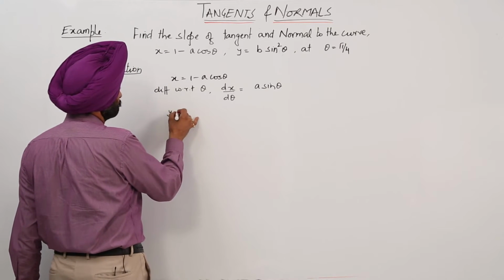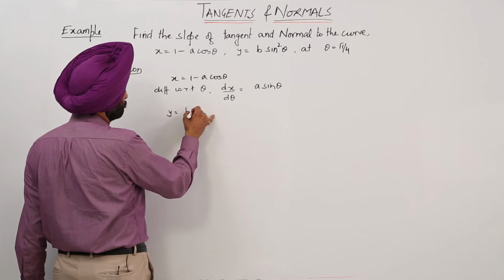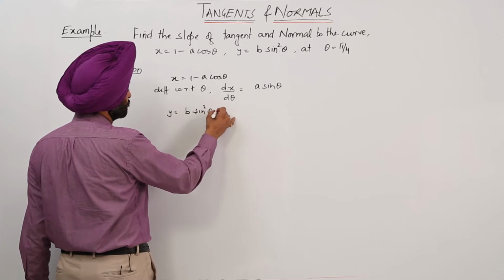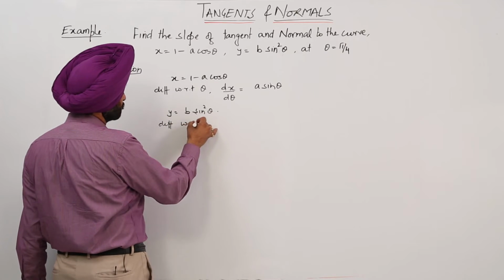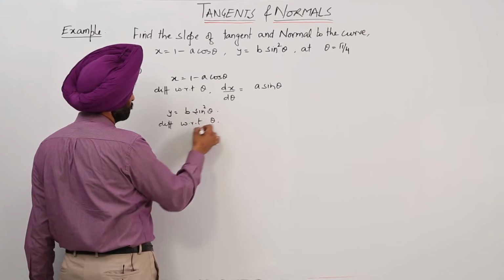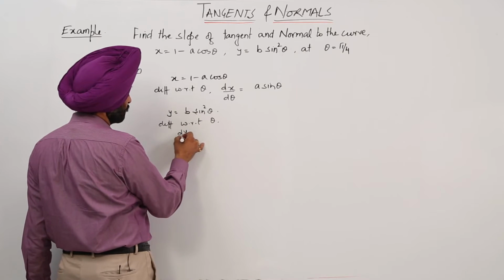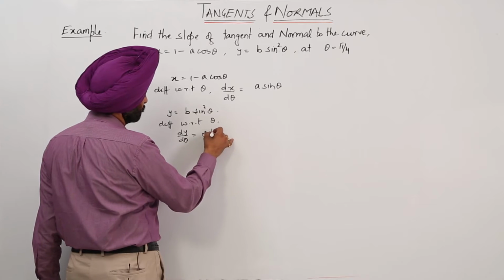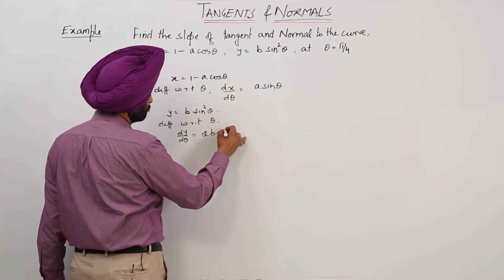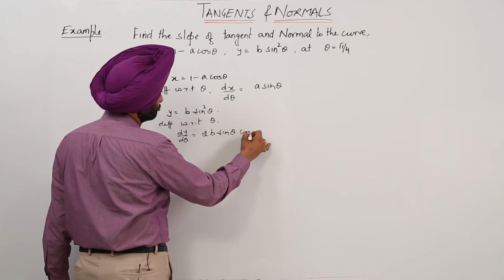Now, y is equal to b sin square theta. Differentiating with respect to theta, we are having dy by d theta is equal to 2b sin theta cos theta.